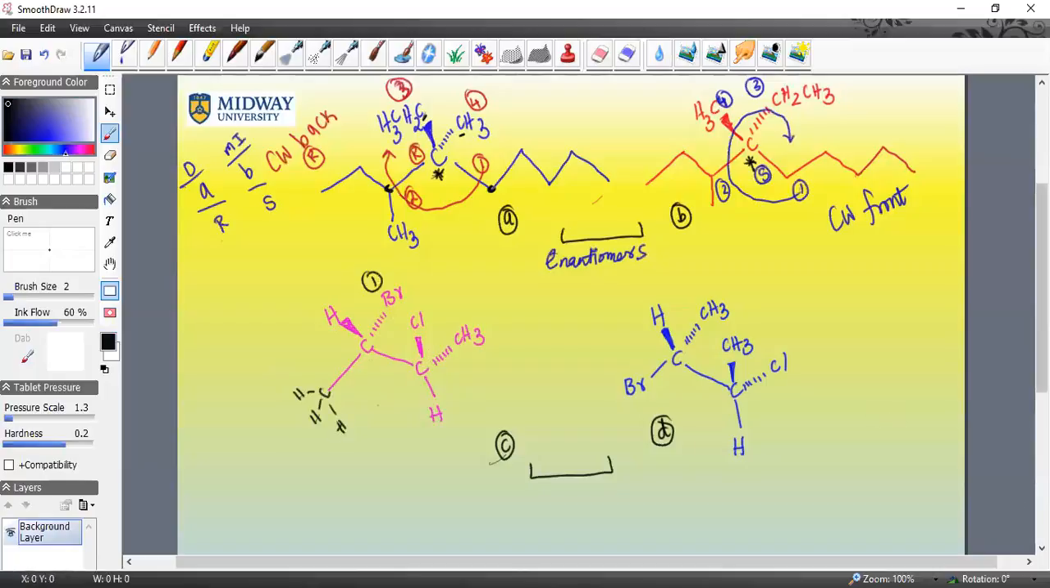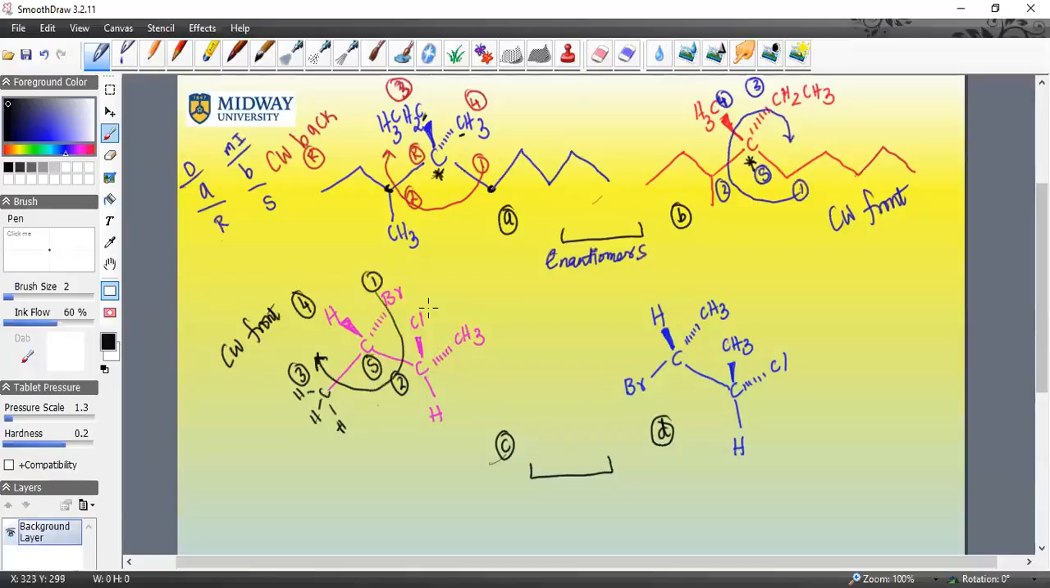So that means that'll be 2, and this is 3, and that'll be 4, right? So 1, 2, 3, 4. 1, 2, 3, this is clockwise, and the lowest rank group is in the front, and we know clockwise front is S. So this is S, right?